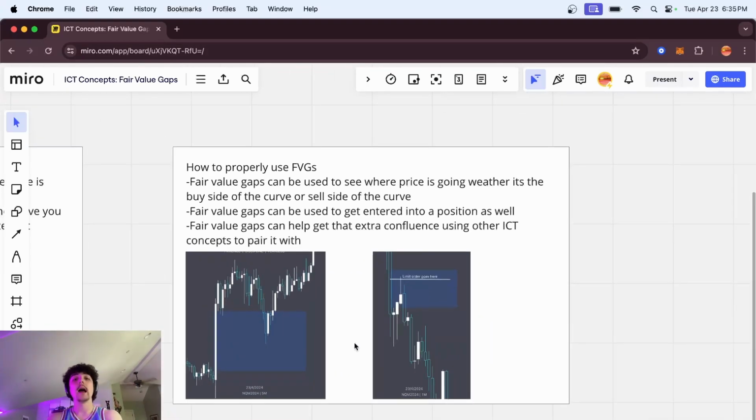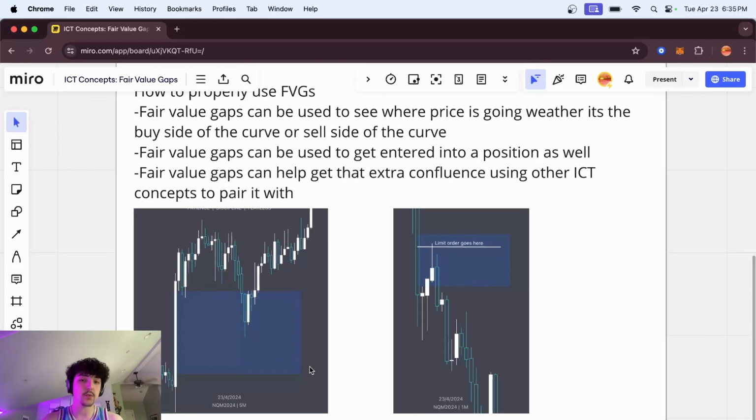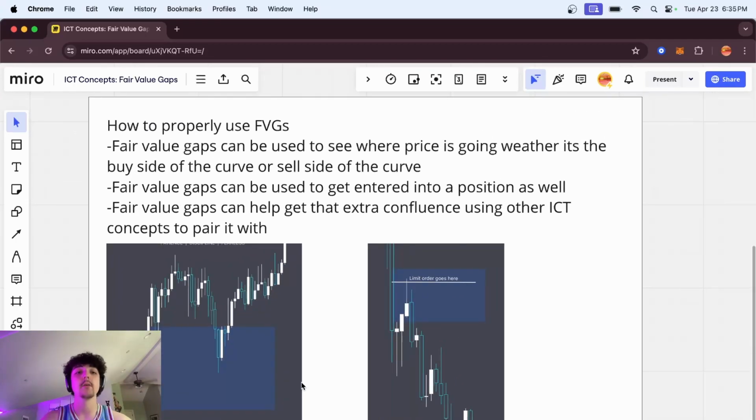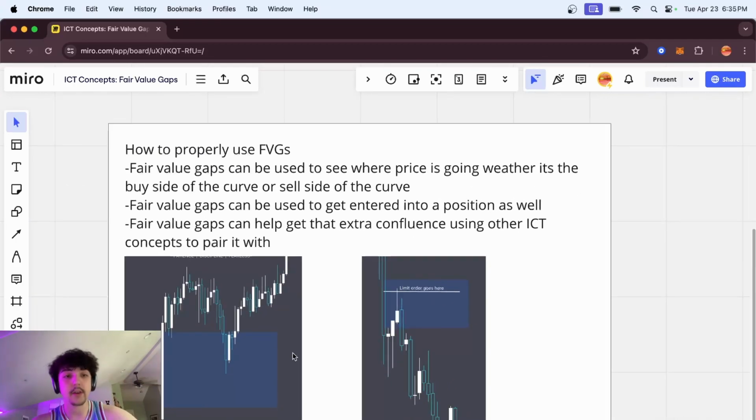So now, how to properly use fair value gaps. Now, this is a good one, right? Fair value gaps can be used to see where the price is going, whether it's on the buy side of the curve or sell side of the curve. Fair value gaps can be used to get entered into a position as well. Fair value gaps can help you get that extra confluence, using other ICT concepts to pair with, right?